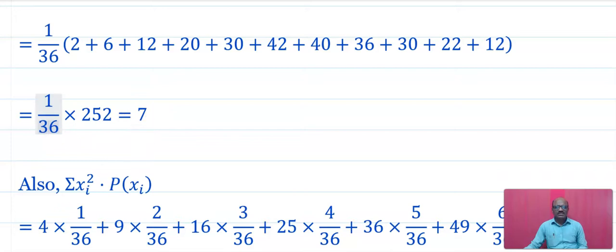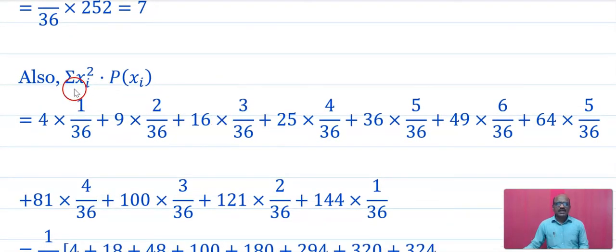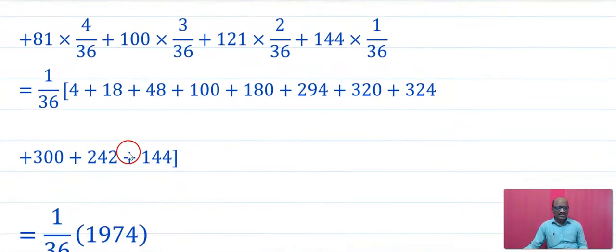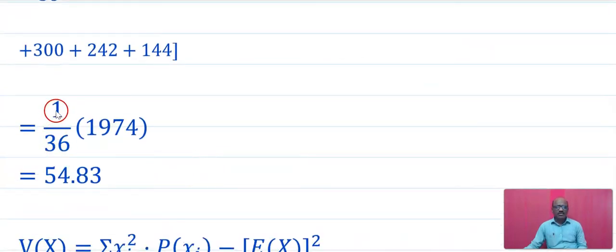which is equal to 7. Next is also the summation of x_i square into p(x_i). x_i square means 2 square into 1 upon 36, 3 square into 2 upon 36, 4 square into 3 upon 36, and in this way you will get their calculations. Again, you can take 1 upon 36 as common, and then in the bracket you will get 4, 18, 48, 100, 182, 294, 320, 324, and in this way.